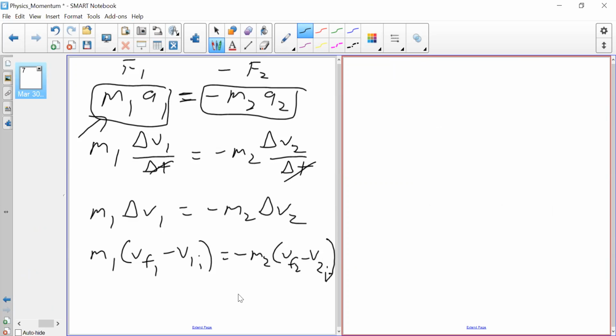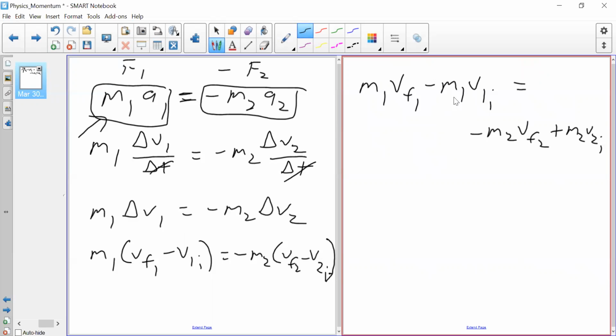So let's expand this. And what we do is we have M1 VF1 minus M1 V1 initial. And that's going to be equal to, running out of space there, VF2. And this is going to be plus M2 V2 initial. So we have final terms, and we have initial terms.